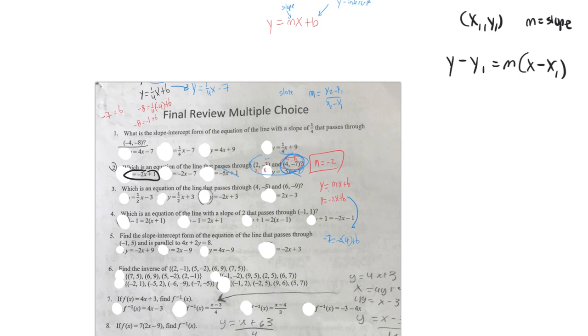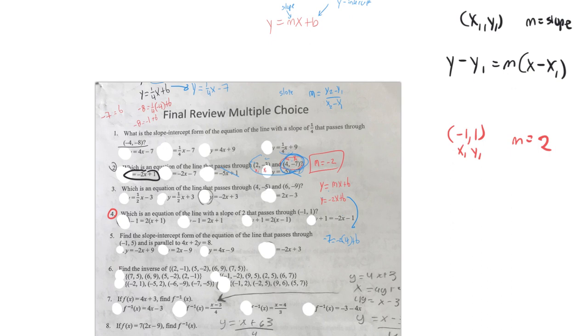So looking at problem number 4, that's what we're doing. Which is an equation of a line with a slope of 2 that passes through -1, 1? Well, the point is -1, 1, so that's going to be your x1, y1. Your slope is 2.